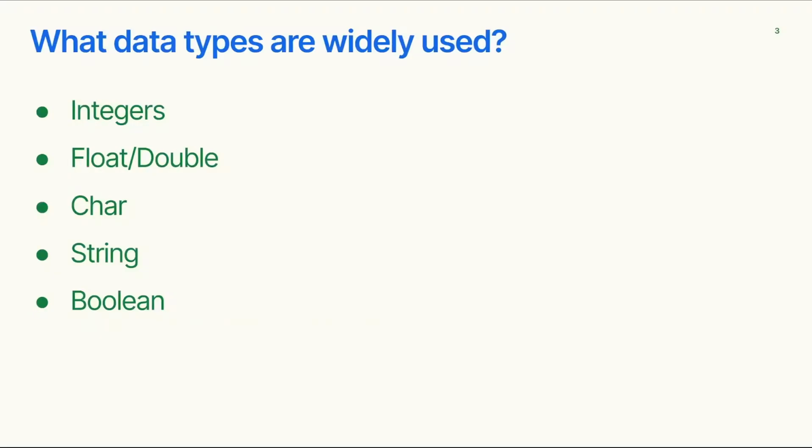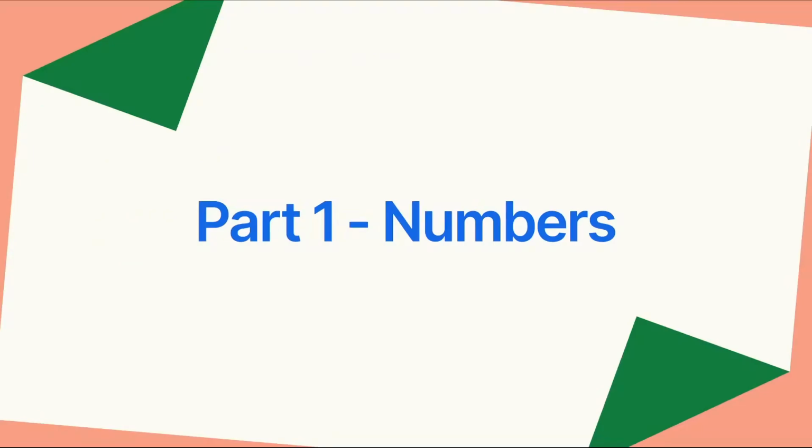What data types are widely used? First of all, we've got integers, pretty common. We've got floats and doubles, those are basically your decimals. We've got chars or characters. We've got strings and booleans. However, in this video, we're going to be talking specifically just about the number types, so your integers, your doubles, and your floats. So let's get on with that.